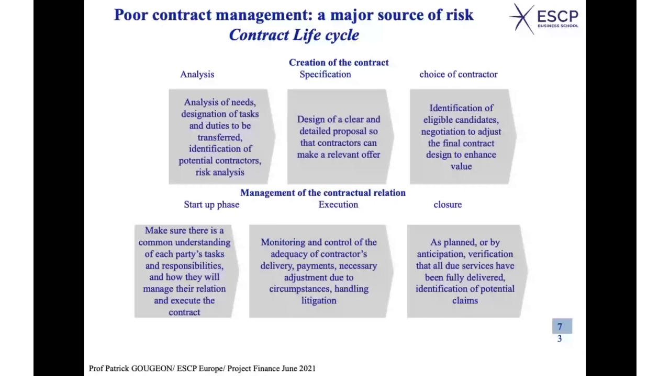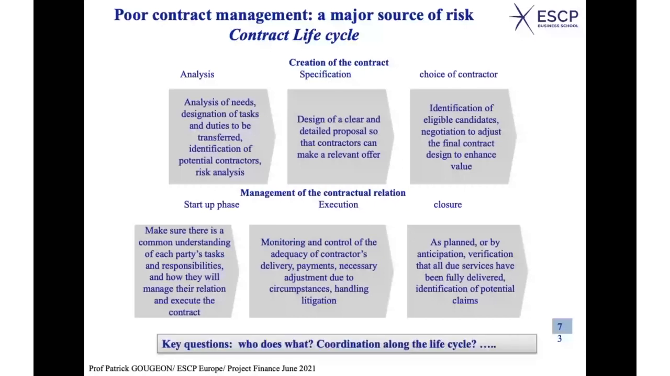Okay, so here, when you see that, you understand why contracting is not an easy task. Typically, what are the problems? What are the key questions? Who does what? The problem is that many people are involved in the building of the contract. And these people, if they don't work together, if they don't understand each other well, if there is a lack of coordination, well, indeed, you may end up with poor contracts, which will lead to difficulties later on in the second phase, while the contract is executed.